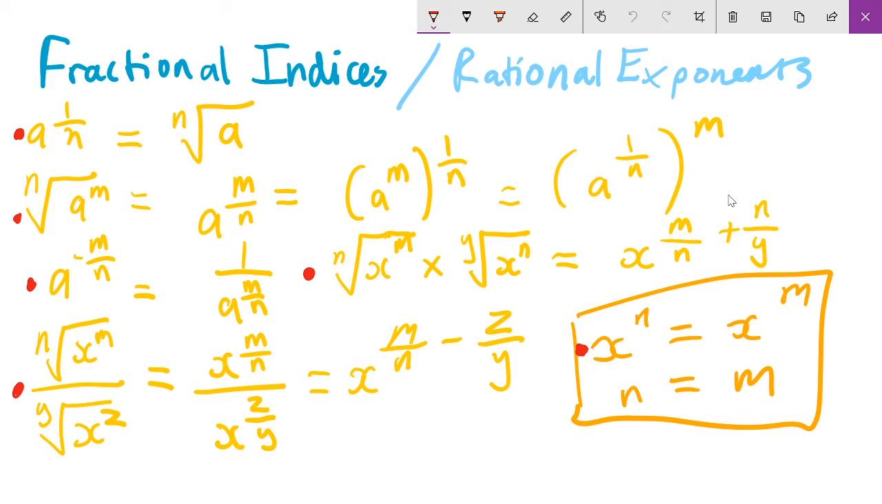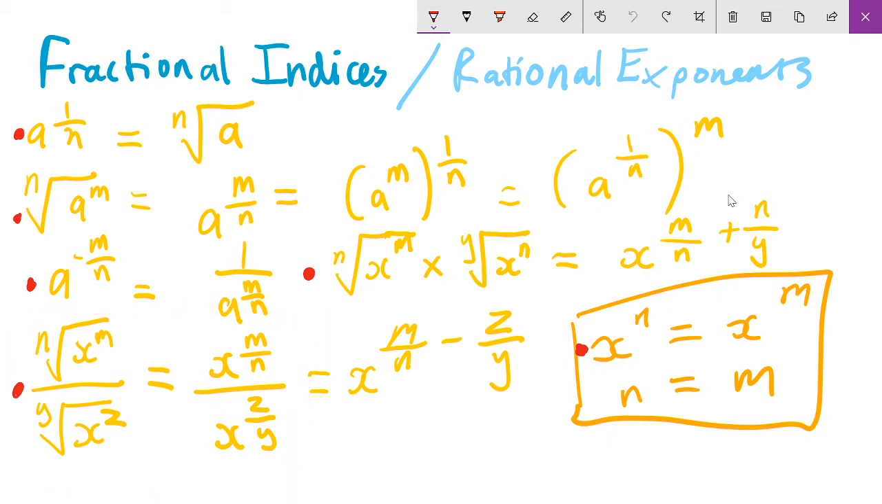So first rule, we have a to the power of 1 over n, which equals the nth root of a. The nth root of a to the m is also equal to a to the power of m over n. Or you can also do this, which in turn you can also do that. So yeah, that's pretty cool. So a to the negative of m over n is also equal to 1 over a to the power of m over n, sorry. So yeah, this is another rule right here.